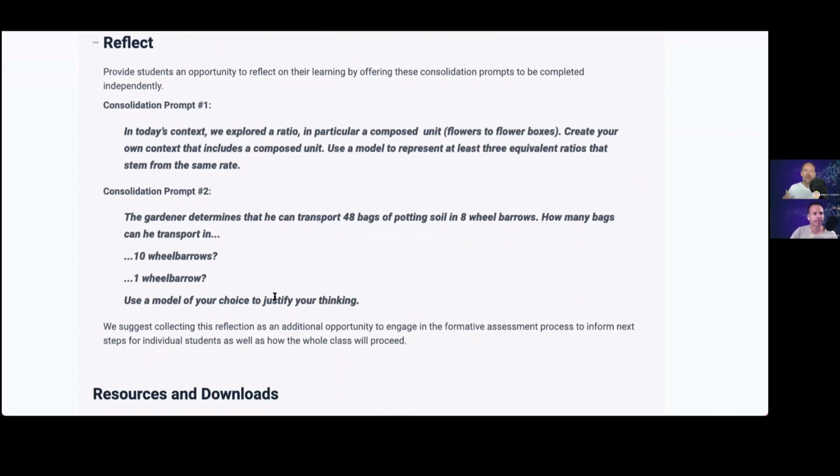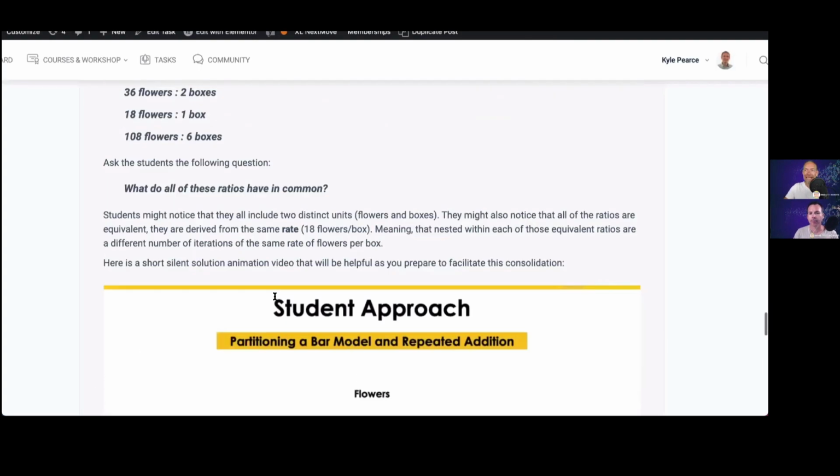So we have 2 consolidation prompts. This gives students the opportunity to independently work through a context that's very familiar. It's still with flowers. And we ask them to essentially tell us what they heard. What do we need to continue working on? And we're going to use this information to lead us into day 2.